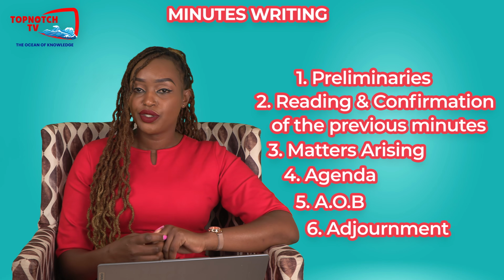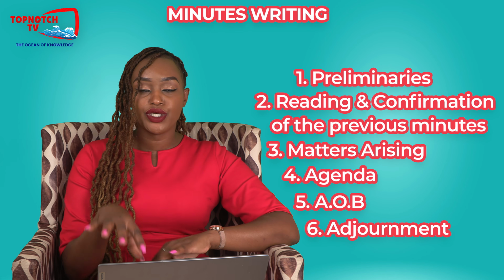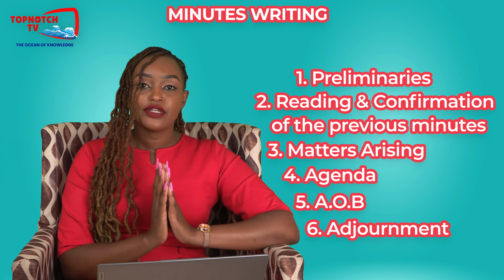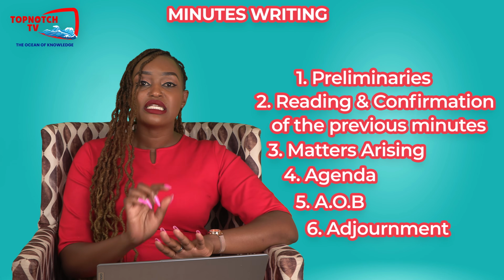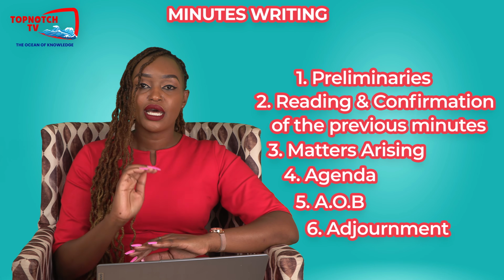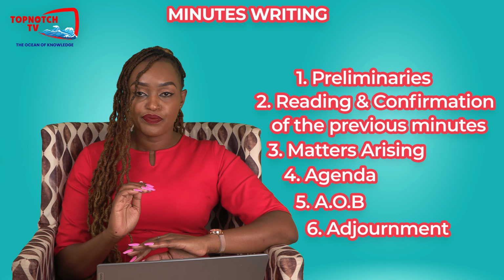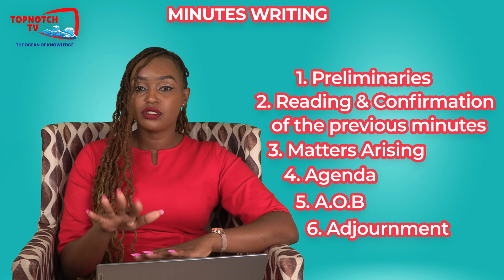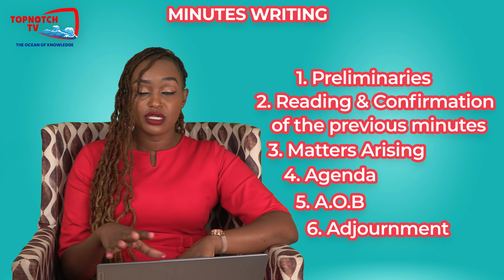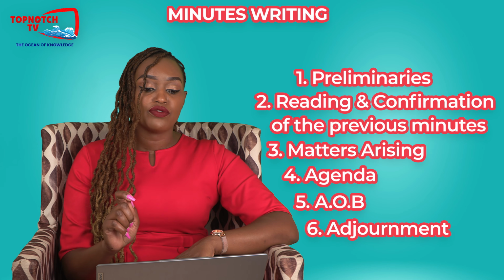You go to confirmation. What do you indicate? A reminder that you're still using the block format. So everything is starting at the margin. You're skipping a line after every item. So the moment you're done with adjournment, skip a line or two since now you're done with writing the minutes, and come to the confirmation.